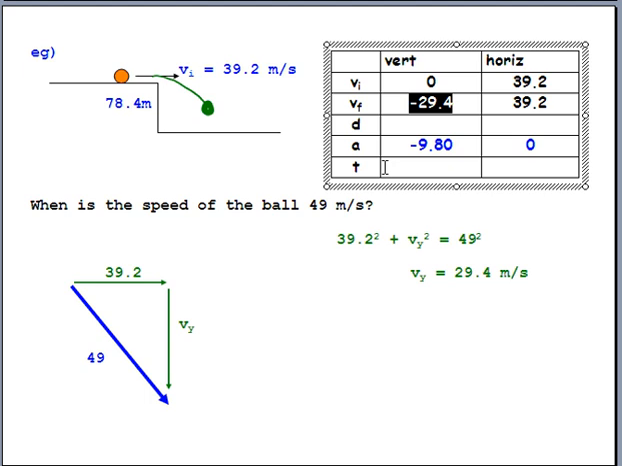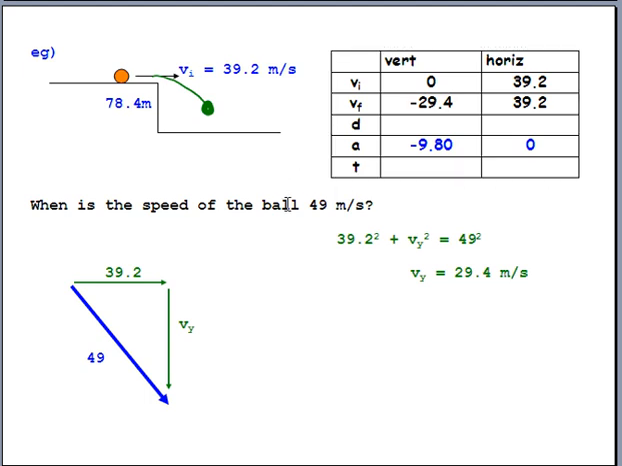Now it's pretty easy to go and find this time, right? We can avoid the vertical displacement. Just do VF equals VI plus AT. That's going to be at 3 seconds. So remember, this question was going to crash into the ground at 4 seconds. Well, at 3 seconds, this object, if it had a speedometer on it, would say, hey, I'm going 49 meters per second. Granted, it's diagonal, but it is going 49 meters per second.